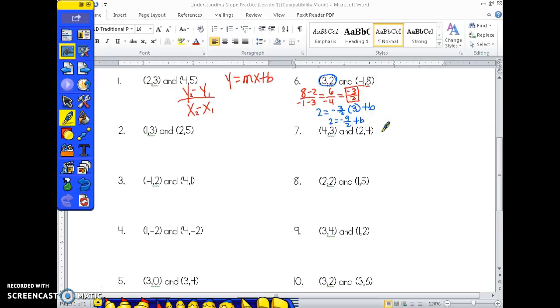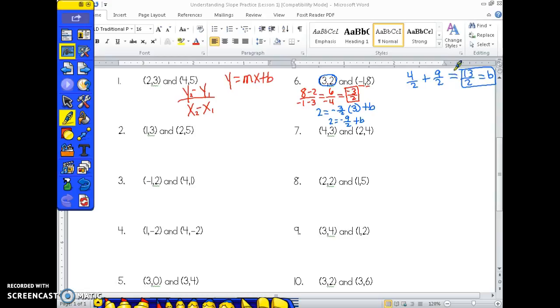When I add 2 plus 9 halves, I need to turn 2 into a fraction that has the same denominator as negative 9 halves. So that's going to be 4 halves plus 9 halves. All I'm doing here is just adding fractions because I have to get rid of this negative 9 halves on this side. 9 plus 4 is 13. Keep your denominator. That is your b.